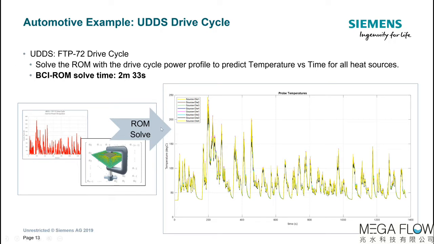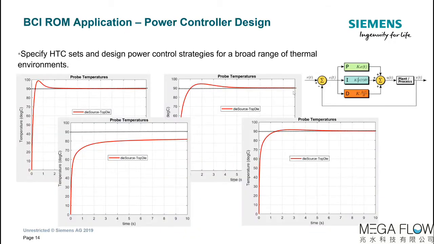We solved this in MATLAB and we were able to produce accurate temperature versus time data for all of the heat sources in the model, and the BCI ROM solve took 2 minutes and 33 seconds, which turns out to be about 40,000 times faster than it would have taken to solve this power profile in the original Flotherm model of that IGBT. So very useful.